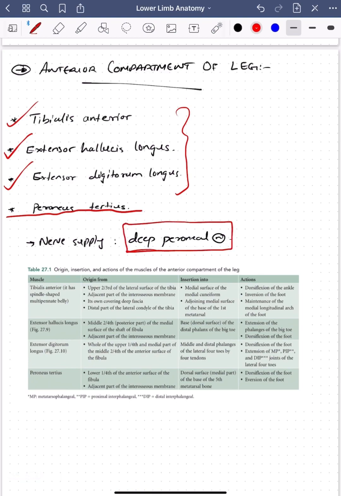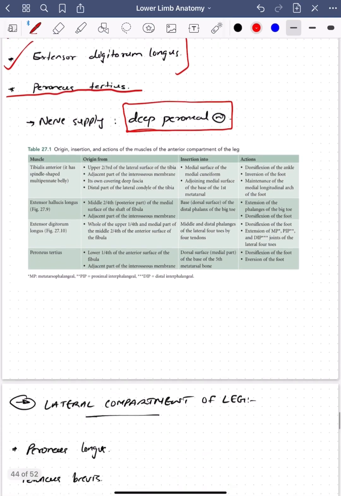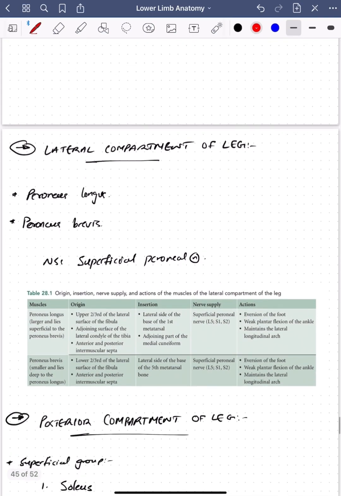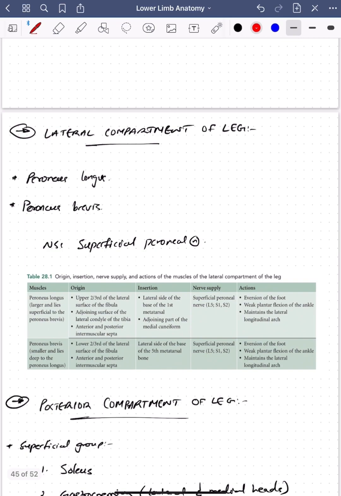Now I've included the table, you can go through that. Moving on, the lateral compartment of leg. Now you can remember easily. The lateral compartment has the fibula bone and the peroneus. The word peroneus basically is the Latin for fibula. So we have 2 muscles, a long peroneus and a shorter peroneus. So the peroneus longus and the peroneus brevis, and their nerve supply is the superficial peroneal nerve. And I've included the origin and insertion.